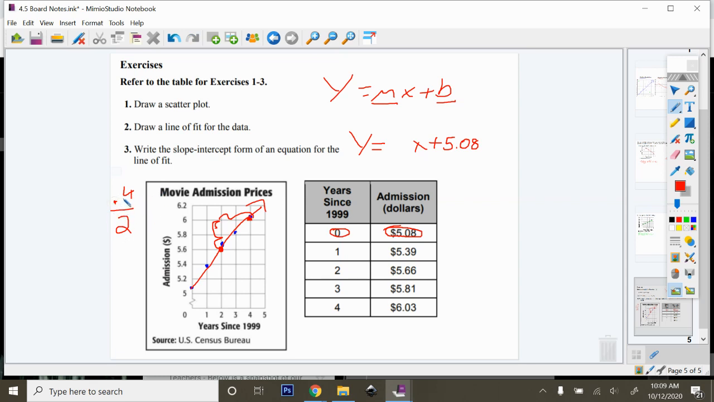Now, I don't want this decimal inside here. So what we need to do is simplify this fraction. And it's going to simplify out to 1 over 5. So my slope is 1 over 5. So my equation is y equals 1 over 5x plus 5.08. And honestly, we're just eyeballing the line of best fit. So yours may not come out to be exactly the same as mine. It just depends on where you chose your dots. But hopefully, it's fairly close to what I got here.